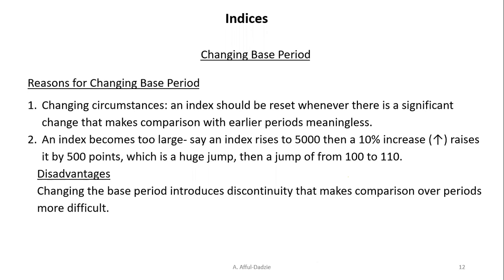And so it says that an index should be reset whenever there is a significant change that makes the comparison with earlier periods meaningless. So for instance, in Ghana's history, our first base year used to be 1960, and that was when we attained independence. Okay. So we used it from 1960. Then in 92, they changed our base period to 92 because in 92 we became a democratic state. We began the democratic dispensation.